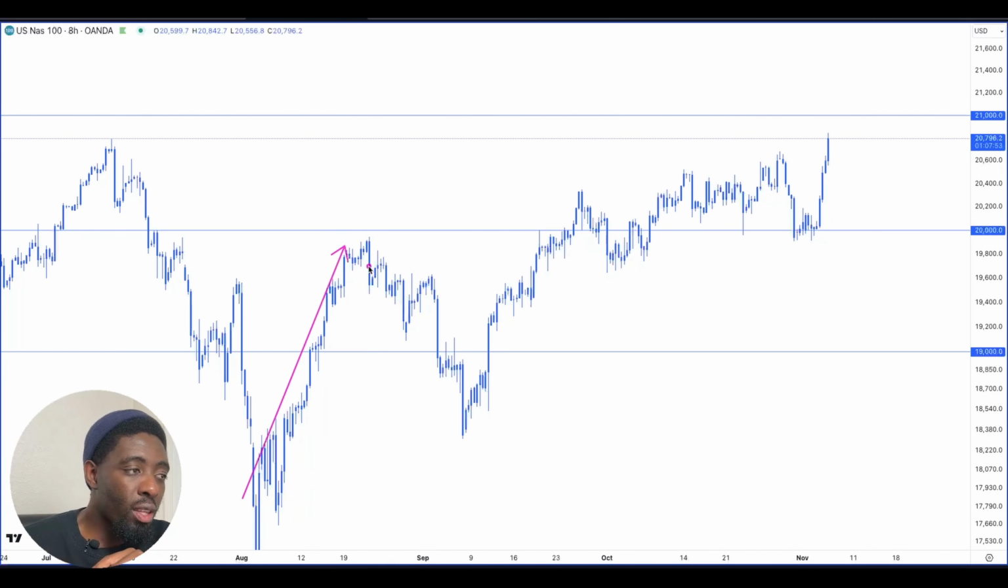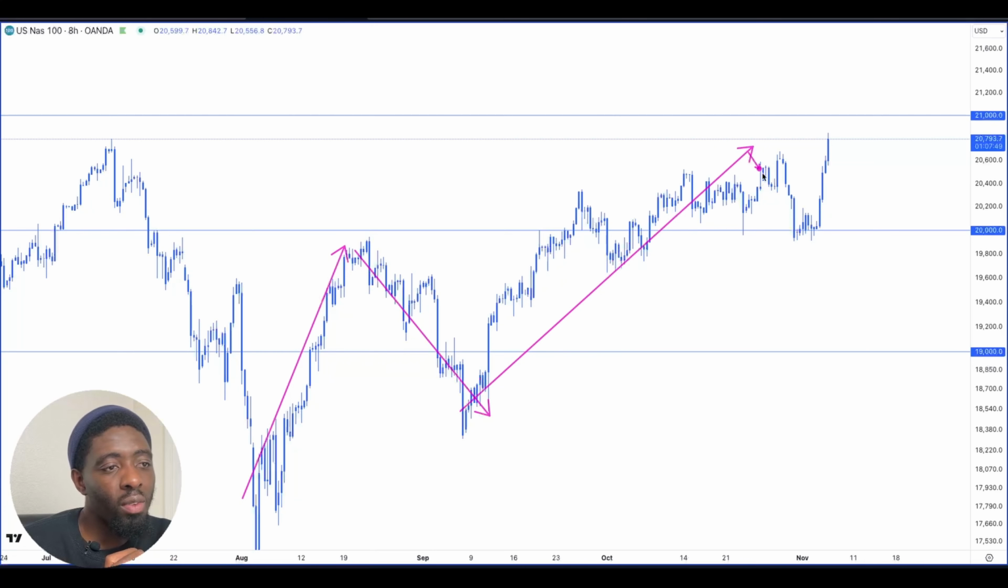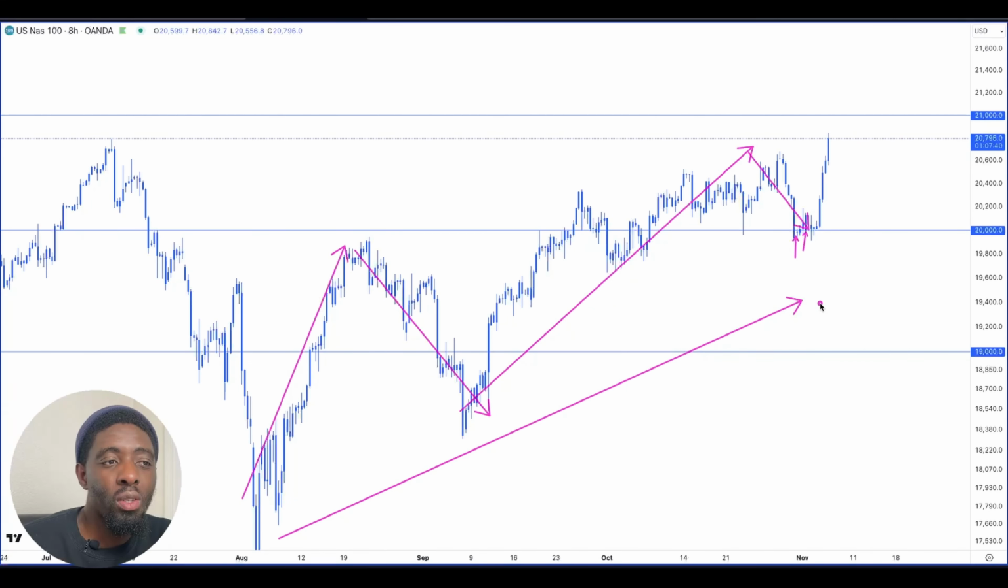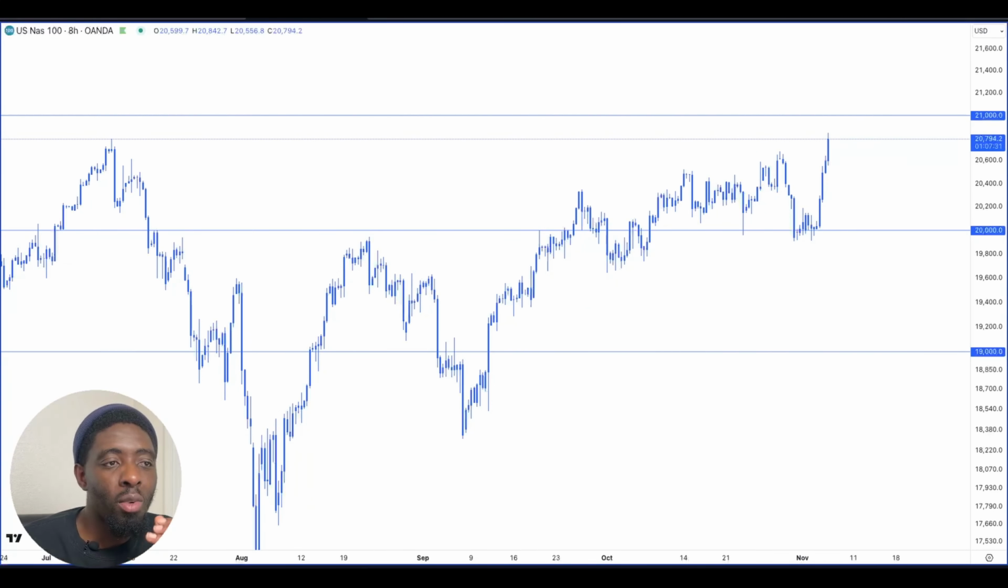So this was the move. You had a pullback, you had this move right here, and you had a pullback to this psychological number of 20,000. When you look at this, price goes all the way to the upside, and that's why we took this trade. So that's the setup we're looking at, and that's how we got in on this position. It's quite easy, but you need to know what you're looking for.